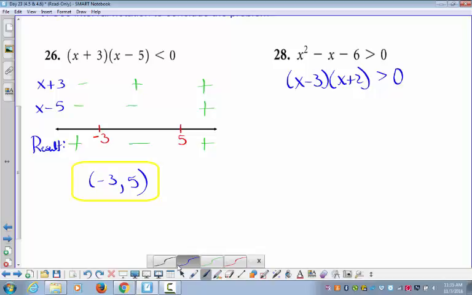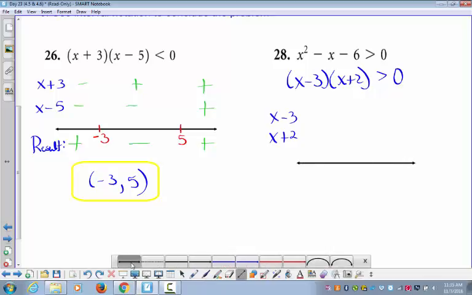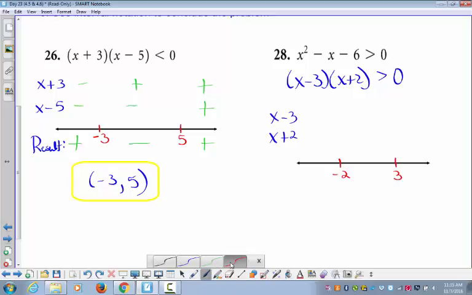Let's do this guy over here. So we stack our factors. We create a number line where we mark off the transition points. And by transition points, I mean the zeros of the factors. Those points are where the sign could transition from plus to minus or minus to plus. Put our result down below.